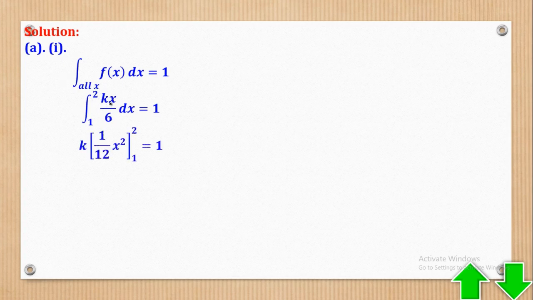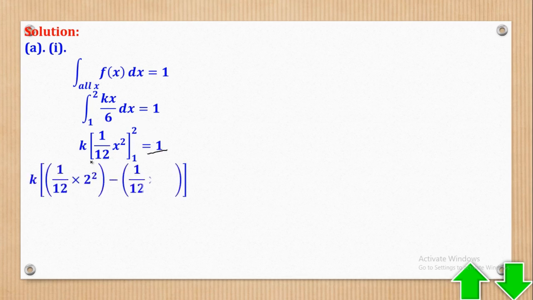The next is to integrate. When I integrate this, k is a constant, it can come out. So this becomes 1 over 12 x squared. So how does 1 over 12 come about? Remember, this is x, so integrate the power by 1 and it becomes x squared. Then divide by the new power, it means you bring the 2 down to become 6 times 2, which gives you 12 there. So you have to remember to equate to 1.